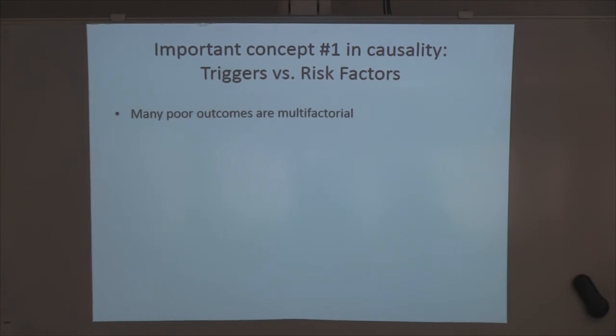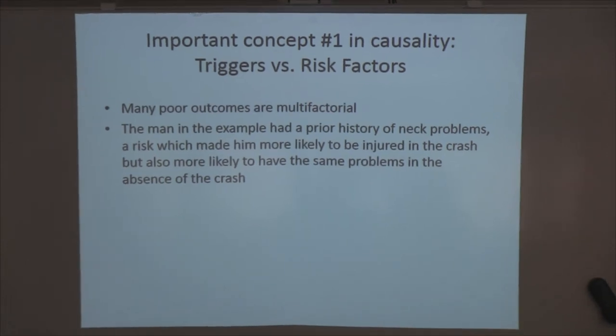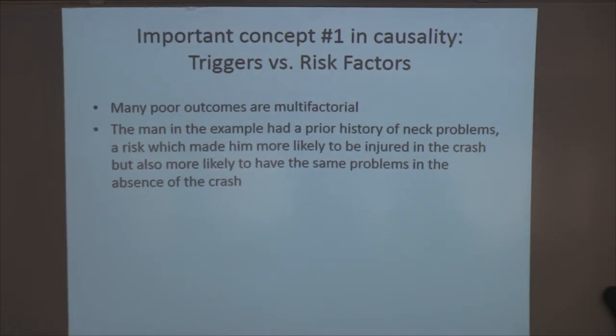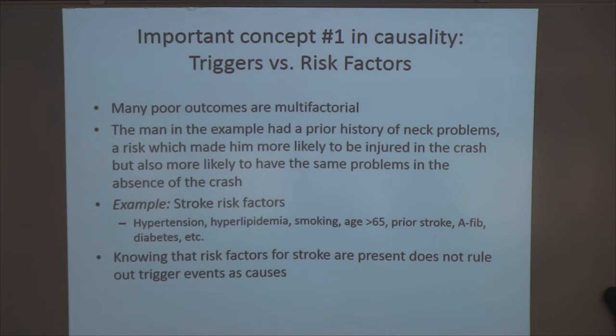I'll show you what I mean. So our guy had a history of neck problems. That made him more likely to be injured in the crash, but also more likely to have problems in the absence of the crash. I like the example of looking at stroke. Let's take things that make someone more likely to have a stroke: hypertension, hyperlipidemia, age, atrial fibrillation, diabetes, all these things are stroke risk factors. Knowing that risk factors are present does not become exculpatory for a trigger.